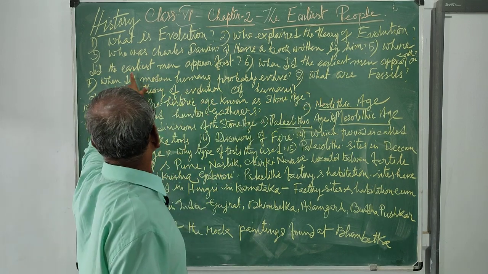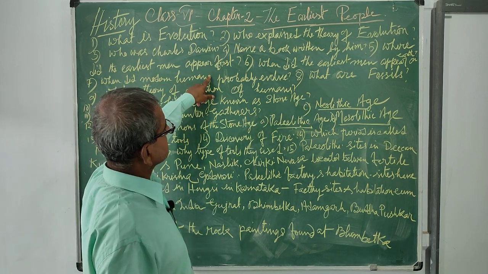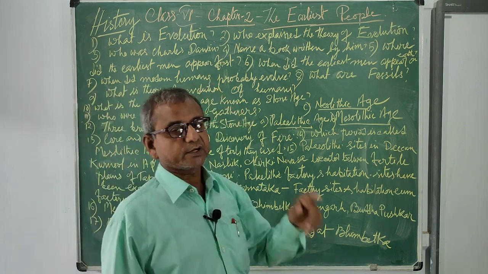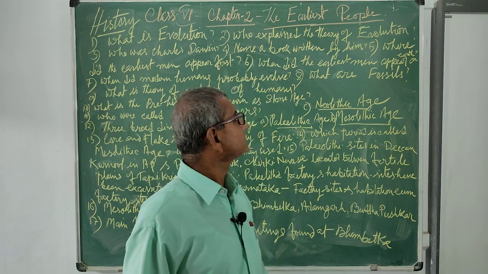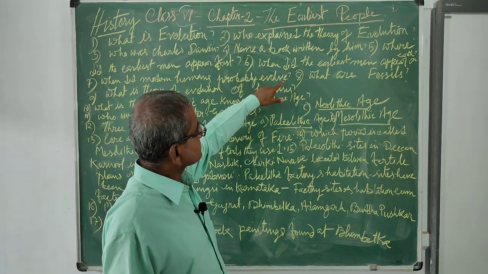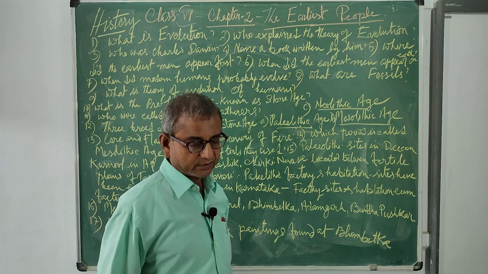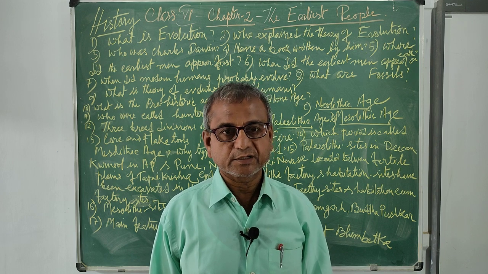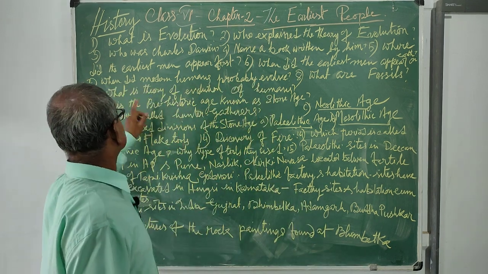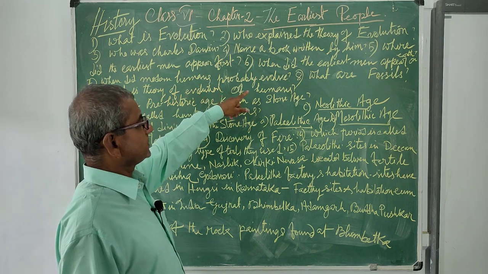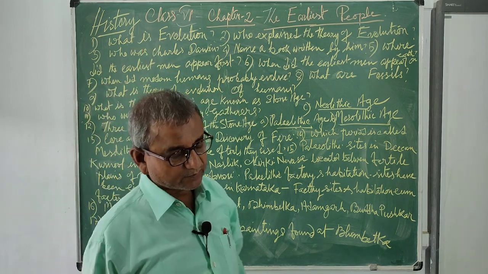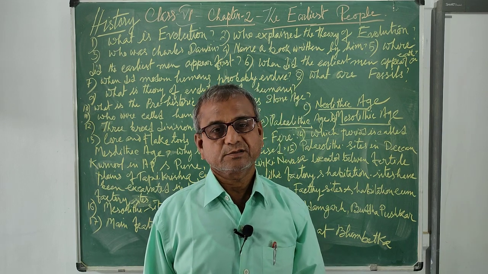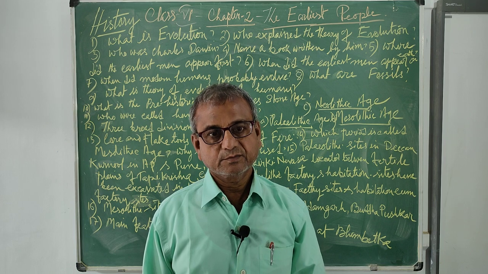And where did the earliest man appear first? The earliest man appeared on earth first in Africa. And when did the earliest man appear? It is about 5 million years ago. However, when did the modern humans probably evolve? Perhaps the modern men evolved between 2 lakh and 1 lakh years ago.